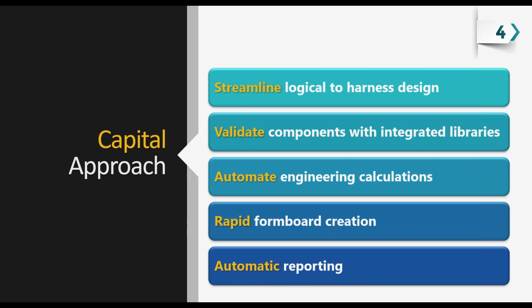Let's take a look at what the manufacturing process would look like using Capital. You start by streamlining the way you gather connectivity data. Once you have that, rather than having to refer to the manufacturer specifications to verify component specs, you can use integrated libraries that will verify component choices for you. I talked about manually calculating wire length. Why not automate this process for quick and accurate values?